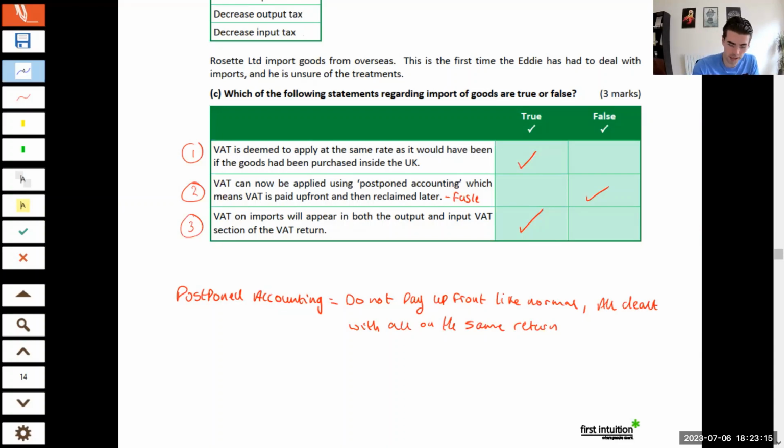So remember, this one is true. You will see this in box 1, and you will see it, that's obviously for the VAT on sales.